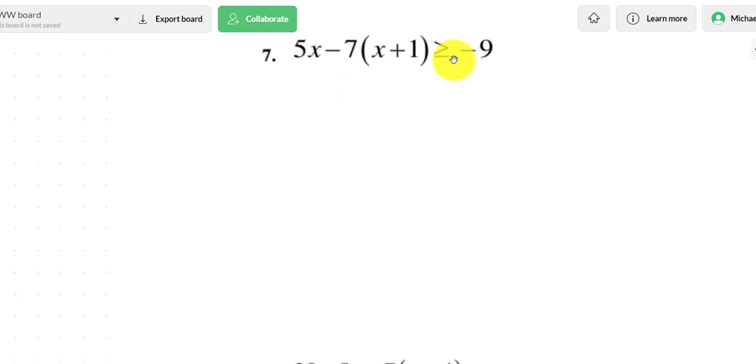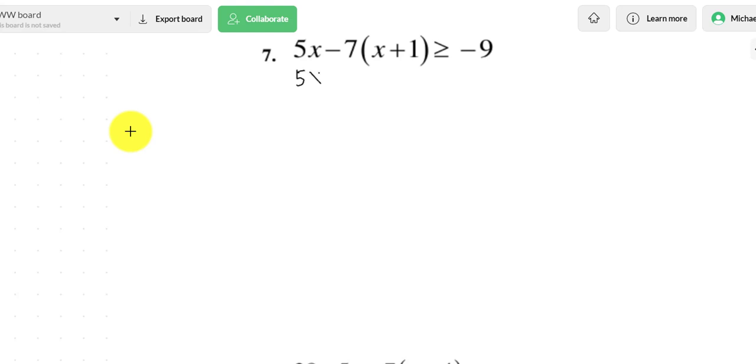So again, think of this as solving an equation. I know this is an inequality, but pretend this is an equal sign just for a moment. And let's go through the steps that we would normally go through to solve an equation. All right, so I'm going to keep the 5x. Nothing's going to change here.